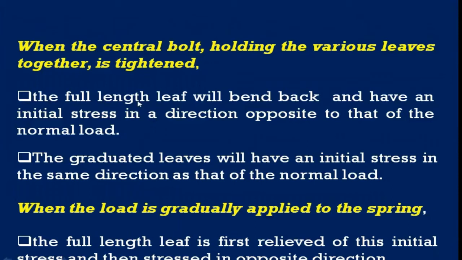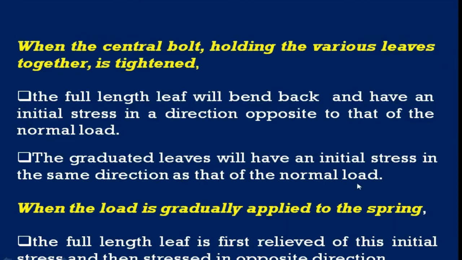The full length leaf will bend back and have an initial stress in the direction opposite to that of the normal load, and the graduated leaves will have initial stress in the same direction as that of the normal load. When the load is applied by tightening the bolt, the load is vertically downwards. The stress developed in the full length leaf is vertically upwards, opposite to the direction of the load. Whereas in the graduated leaf, the load is vertically downwards and the stress is also vertically downwards. That means both stress and load on the graduated leaves have the same sense. That's what we have discussed here.